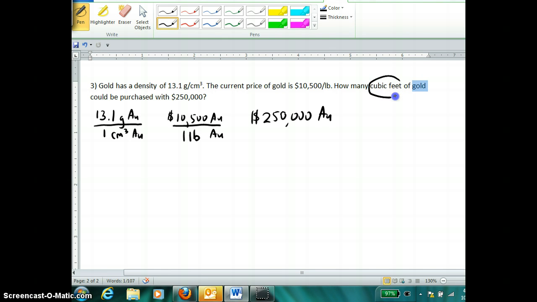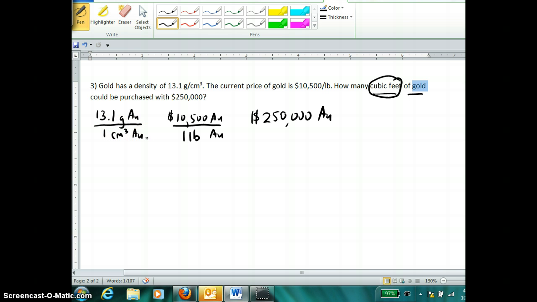Now, it's asking me how many of these things, cubic feet, but that's not a quantity, those are units. But cubic feet are units of volume, so I'm being asked for a volume of gold. Well, this is a price of gold. This too is a price of gold, and this is a mass of gold. This is a mass of gold, so this is the only volume of gold I see in the problem.